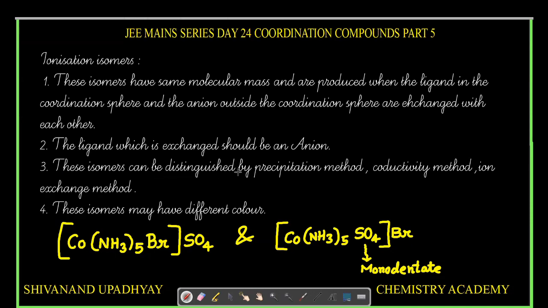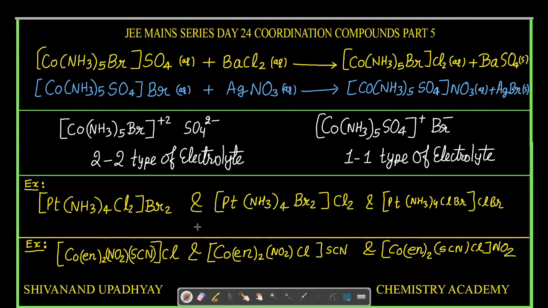These isomers can be distinguished by the precipitation method, conductivity method, and ion exchange method. These isomers may have different colors because on exchange of the ligands, since ligands have different strength, the crystal field splitting energy changes, and because of that they may have different colors. So let us discuss this example.